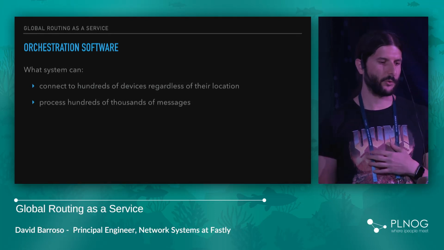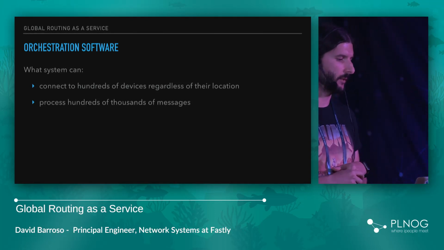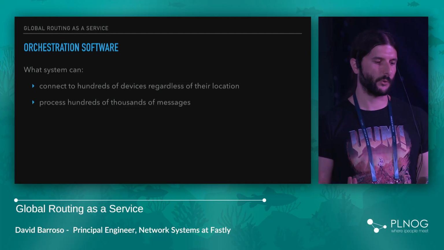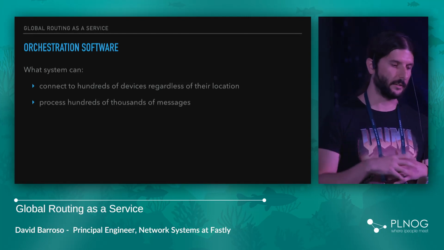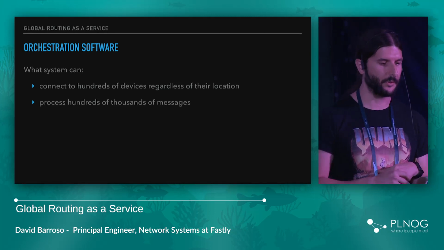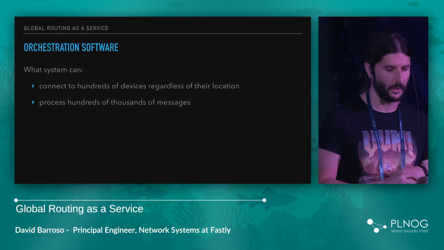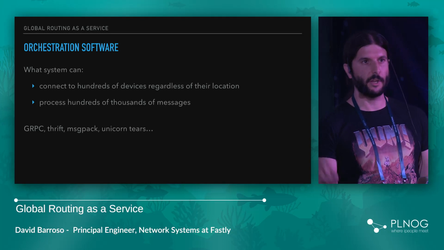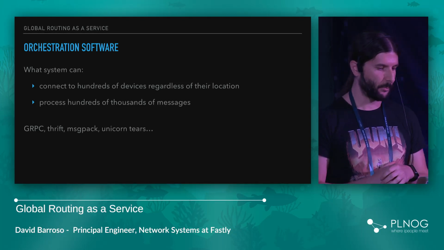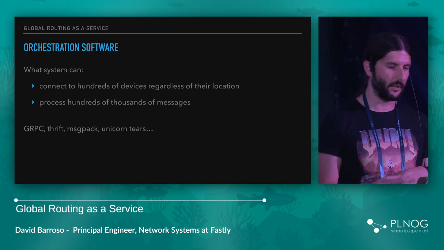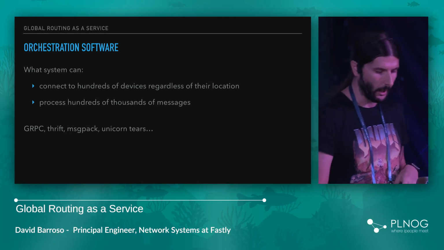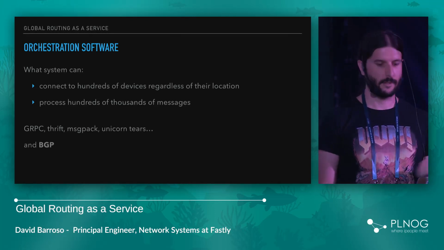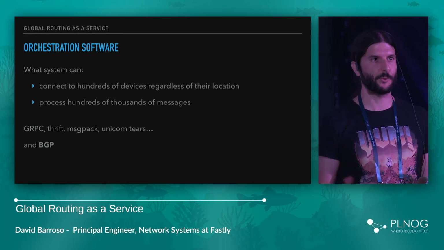So the first thing you have to decide is how to build this system. The system needs to connect to hundreds of devices, regardless of location, and it has to be able to process hundreds of thousands of messages. So you could start building your own thing. There are many protocols out there. You could use gRPC, Thrift, Message Pack. You could use Unicorn Tiers. Seems to work very well. Or you could use BGP. I mean, BGP seems to fit the bill here.